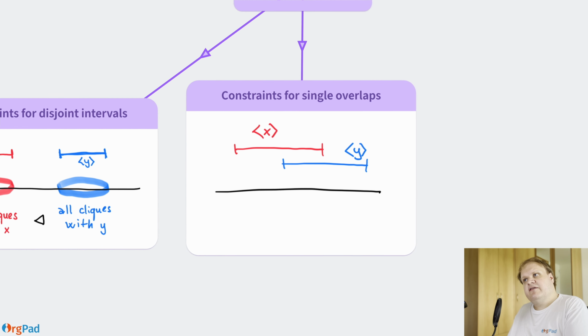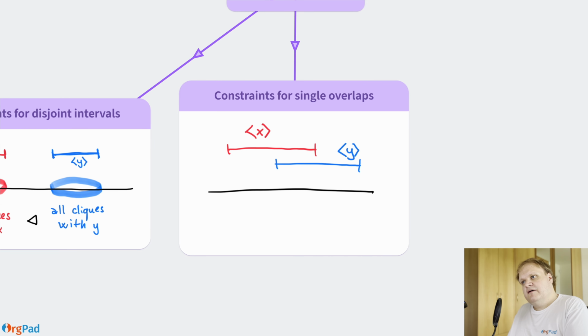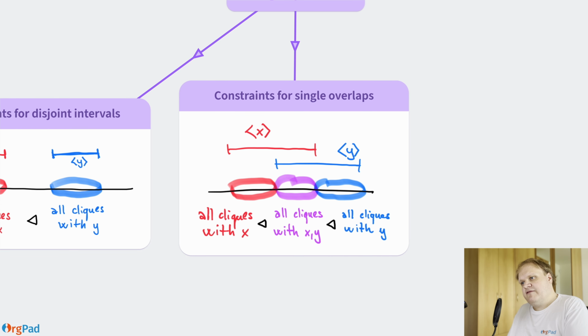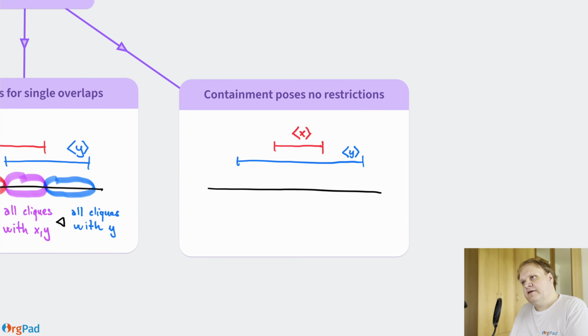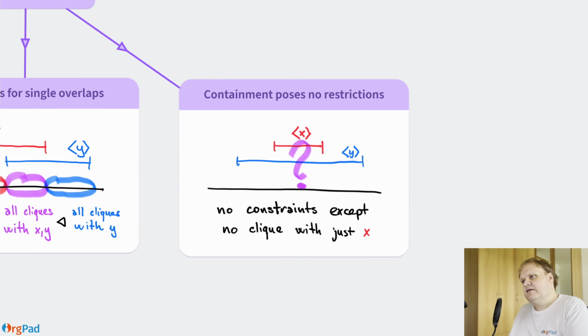Similarly, if there is a single overlap for them, we know that all the cliques with x are on the left of all cliques with y, and all the cliques containing both of them appear in the middle. But in the last case, where one is contained in the other, not much is known. We don't know whether the cliques for y appear on the left or on the right of the cliques for x. So there are pretty much no constraints, except of course there is no clique containing just x.